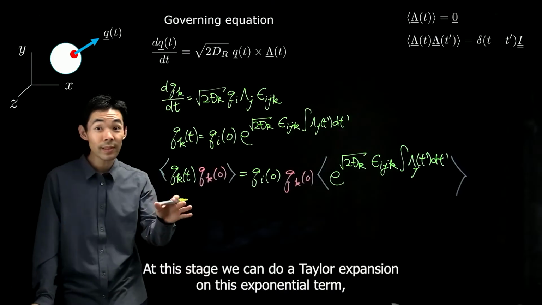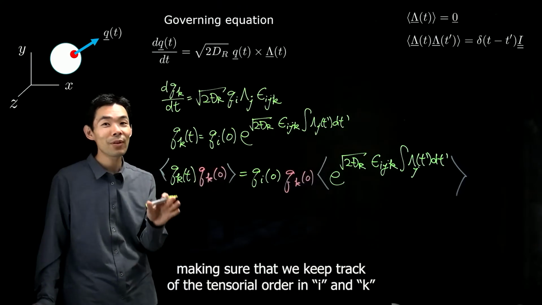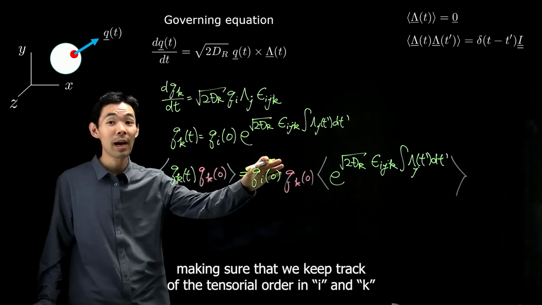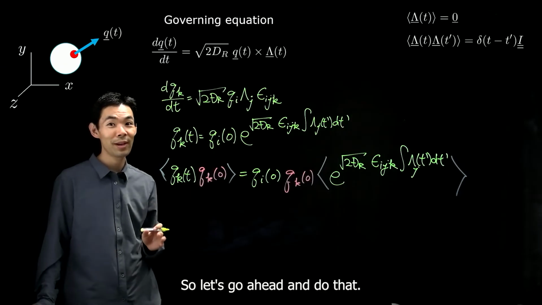Okay? So at this stage, we can do a Taylor expansion on this exponential term, making sure that we keep track of the tensorial nature in the indices i and k, so that they dot into this i and k and ultimately give us a scalar. So let's go ahead and do that.